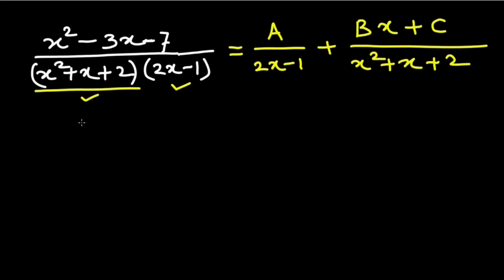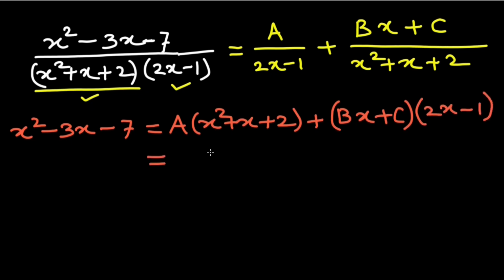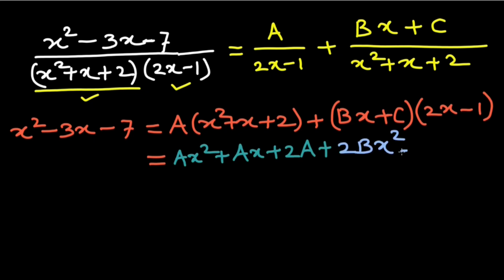Now by the usual method we will cross multiply and cancel the factors in the denominator and write x square minus 3x minus 7 equals a times x square plus x plus 2 plus bx plus c multiplied by 2x minus 1. We will expand the brackets and write ax square plus ax plus 2a plus 2bx square minus bx plus 2cx minus c. Next we will write the like terms together.